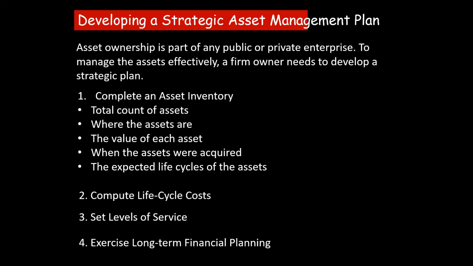Now, the next thing, after computing life cycle costs, he should set levels of service, so that a firm's owner can determine operating, maintenance, and renewal activities that are needed to keep the assets in good condition. And the last one is exercise long-term financial planning. That is, the asset management process that the firm owner adapts should easily translate into long-term financial goals, so that he can know which objectives are feasible and which ones are not.